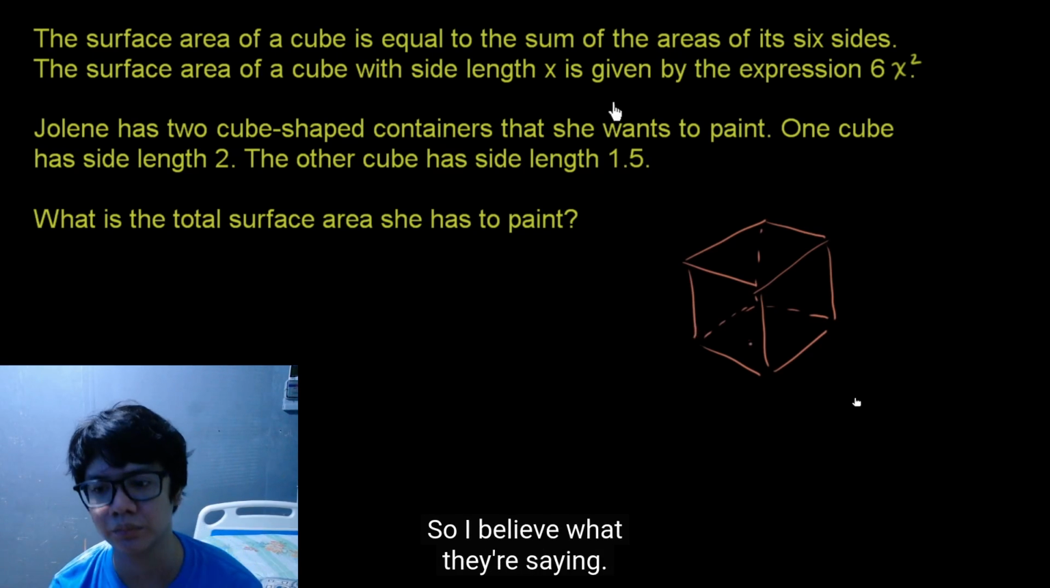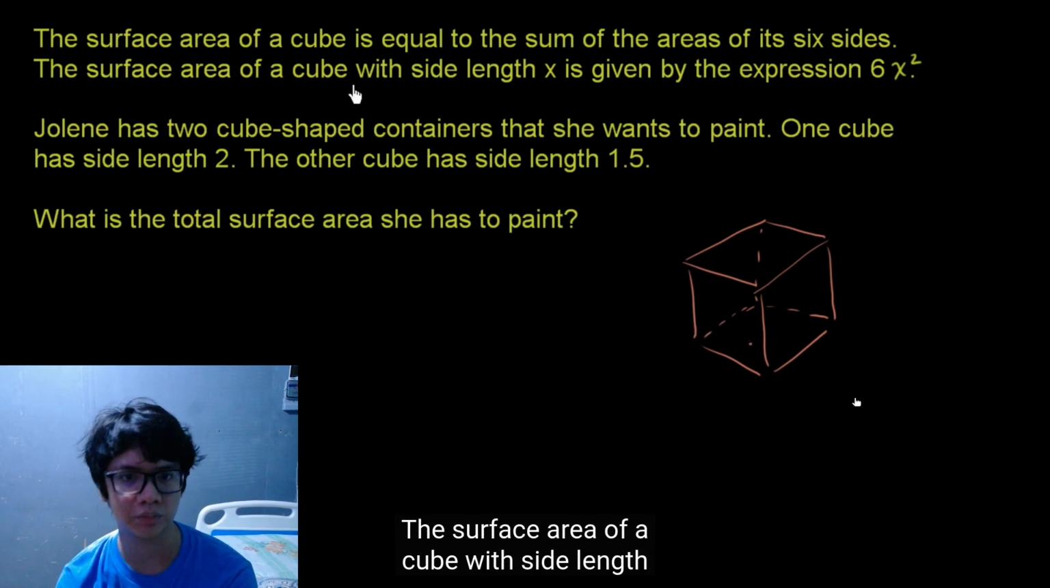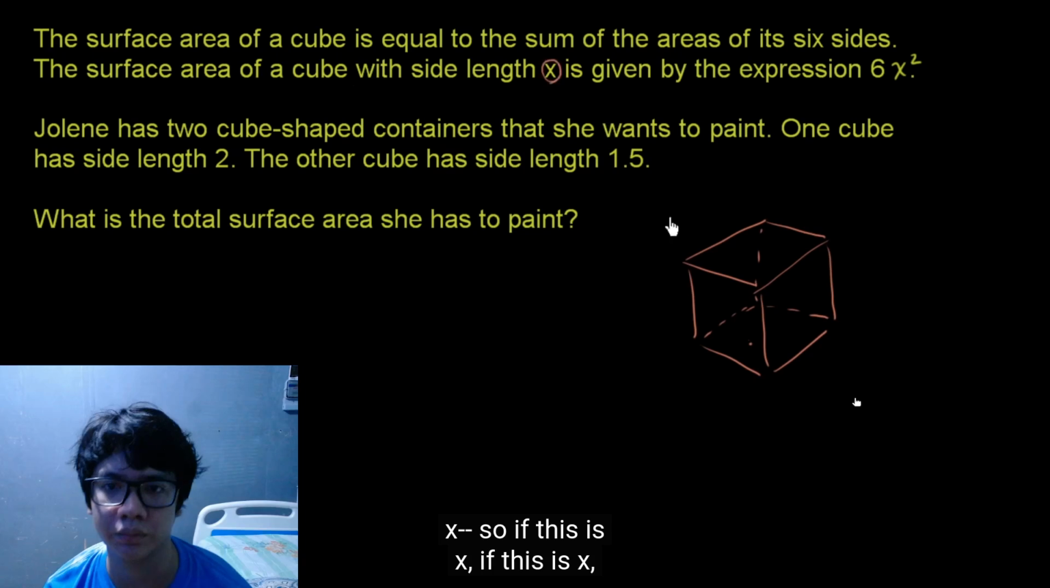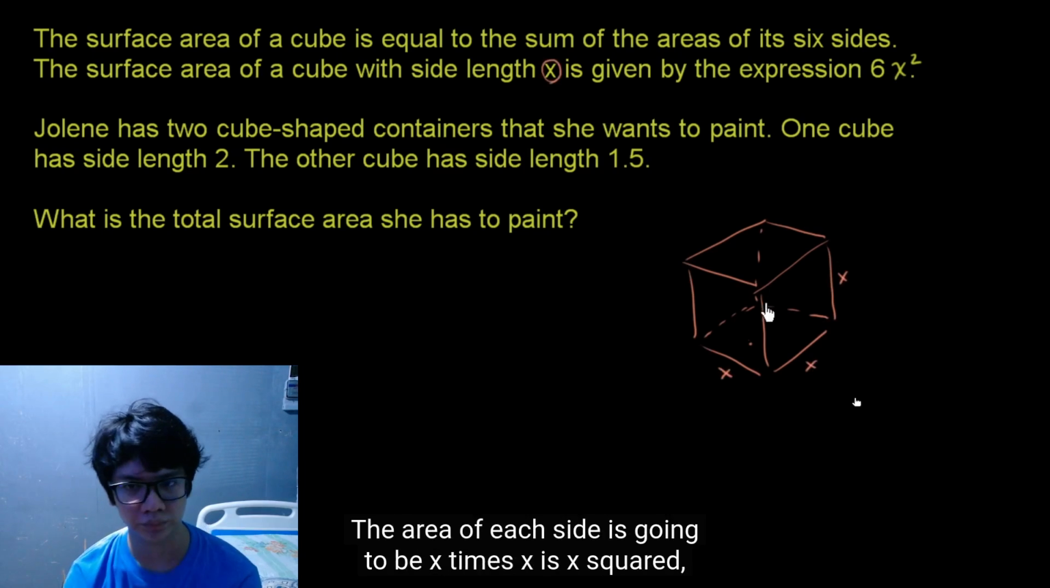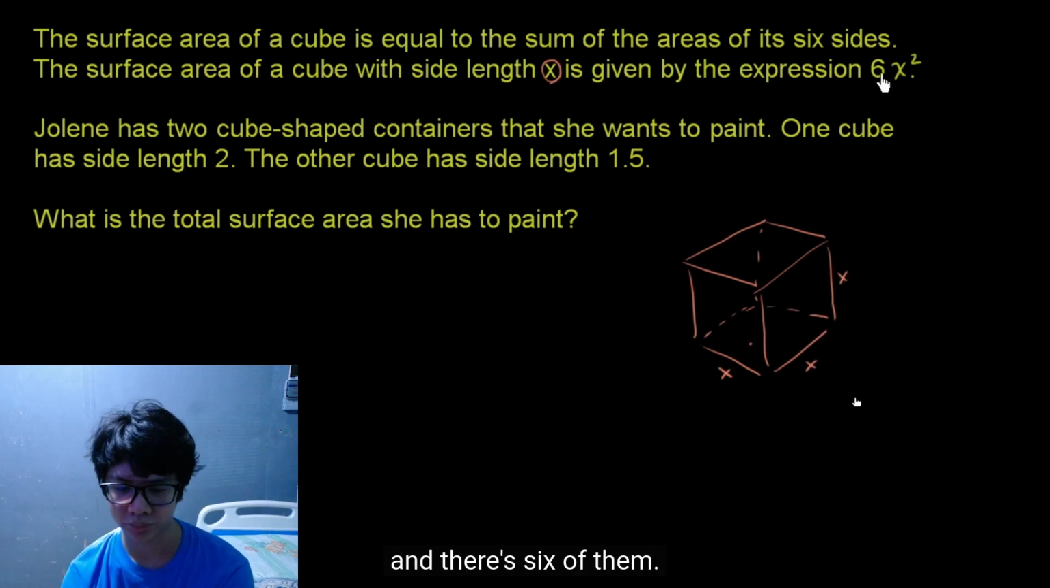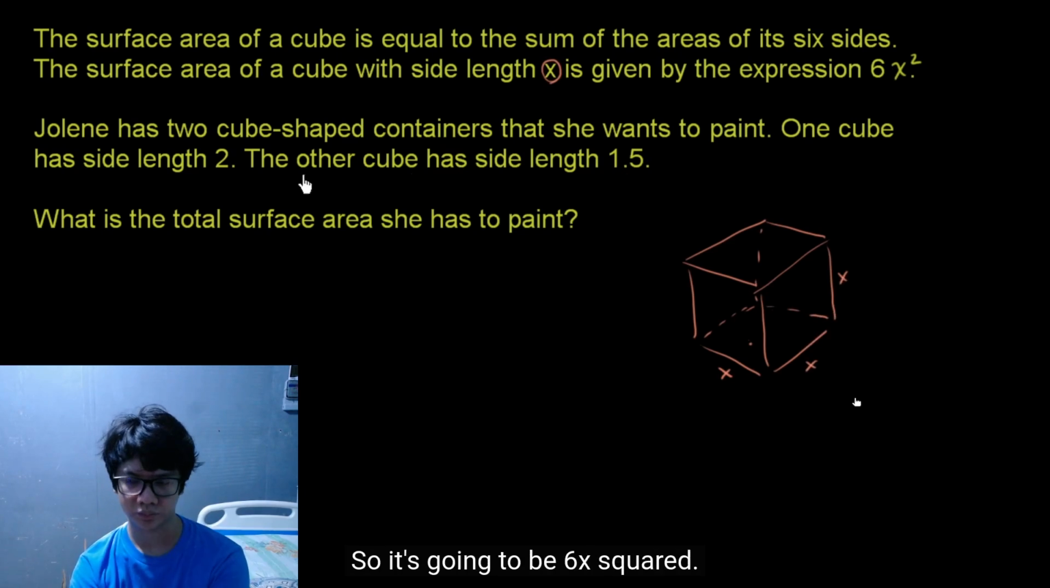So I believe what they're saying: the surface area of a cube with side length x, so if this is x, if this is x, if this is x, is given by the expression 6x squared. That also makes sense. The area of each side is going to be x times x, which is x squared, and there's 6 of them, so it's going to be 6x squared.